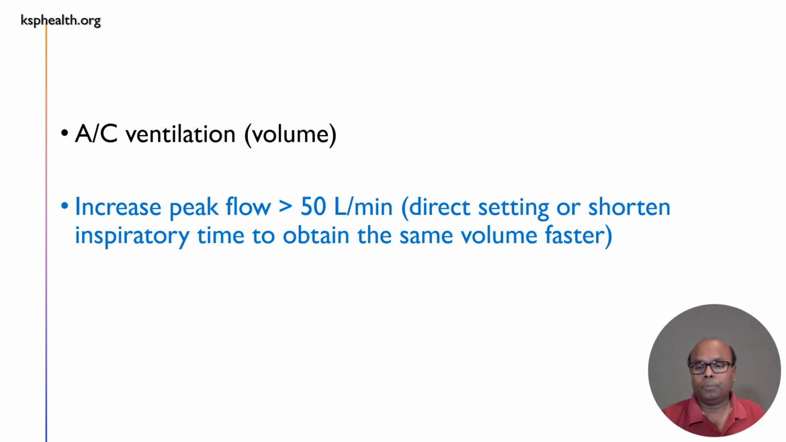It's most commonly seen in assist control ventilation mode. How do you resolve it? Increase the peak flow. Keep the flow more than 50 liters per minute. Again, it's an adult value. In children, you need to go up like 2 ml per kilo, either by direct settings or by shortening the inspiratory time to obtain the same volume faster.